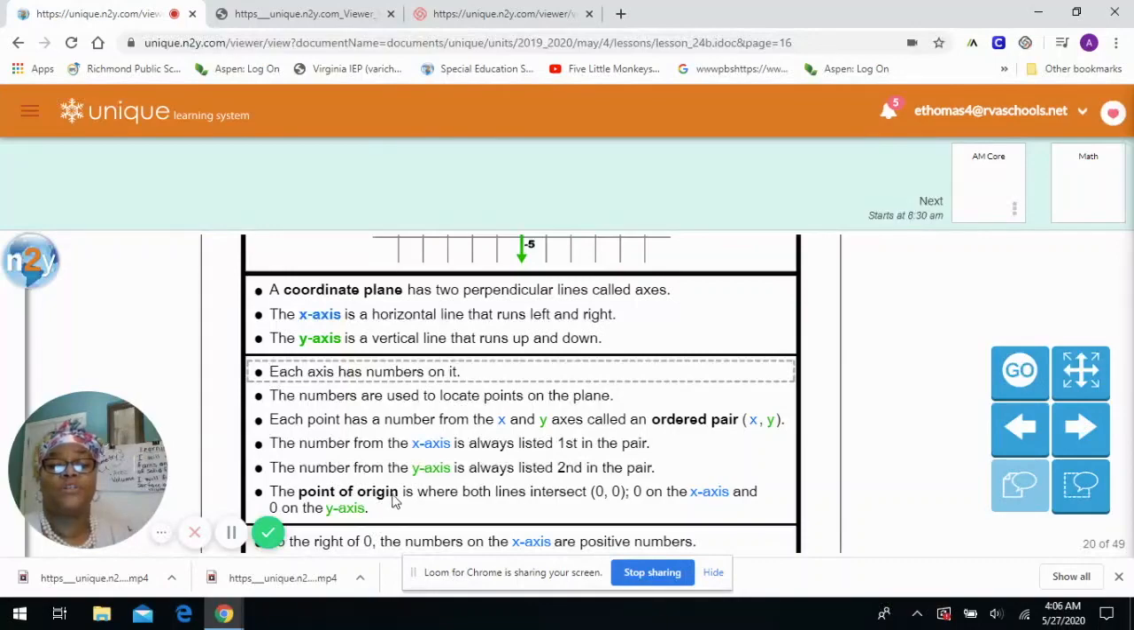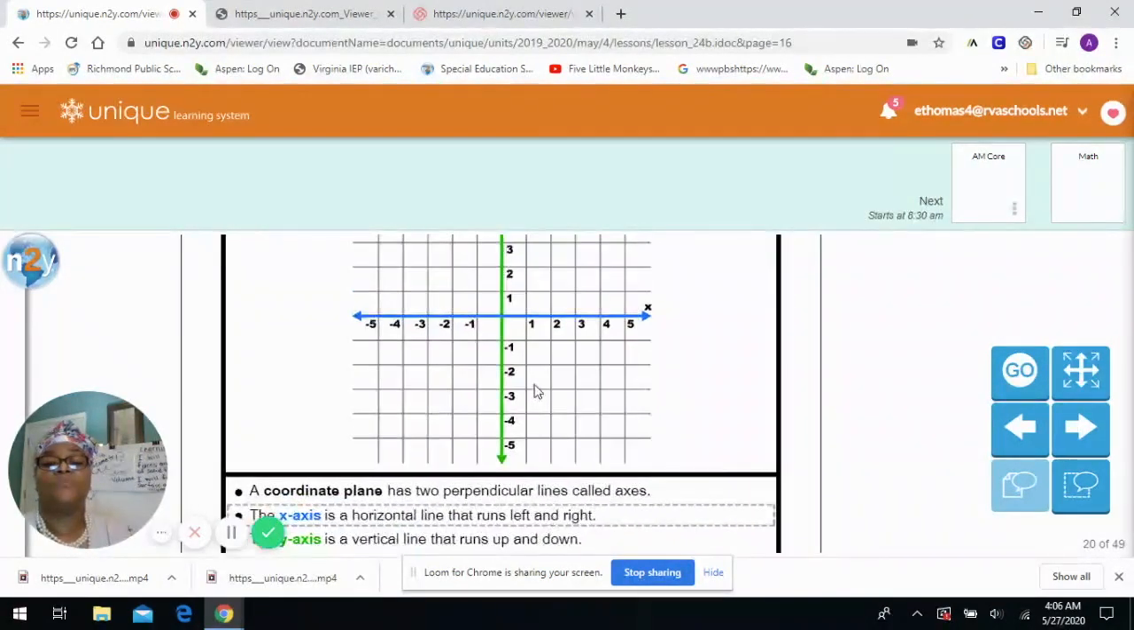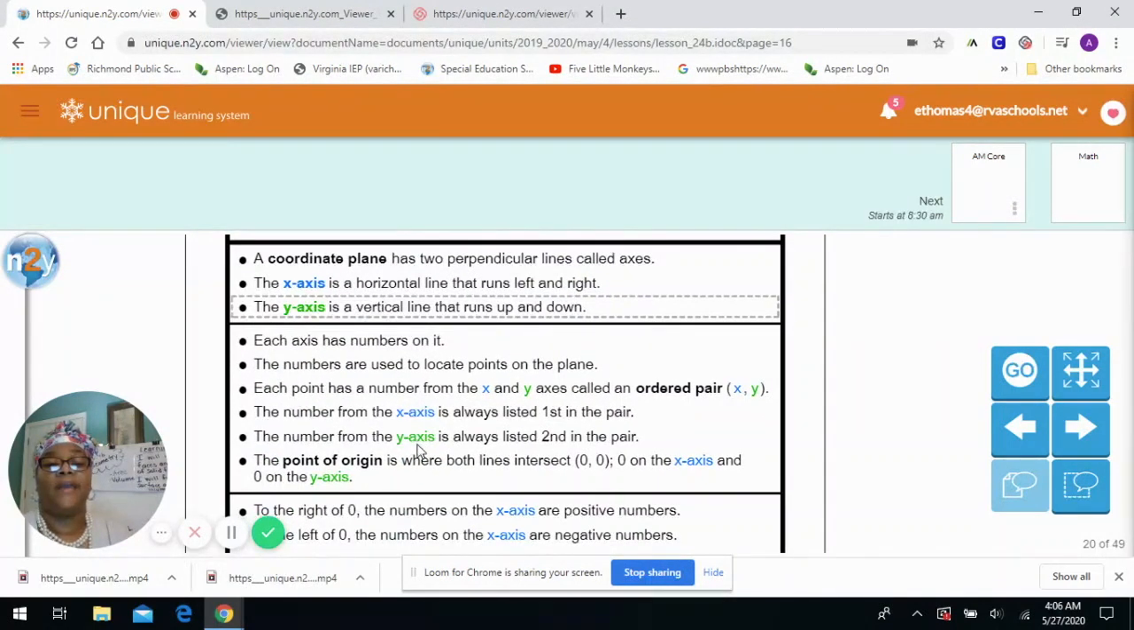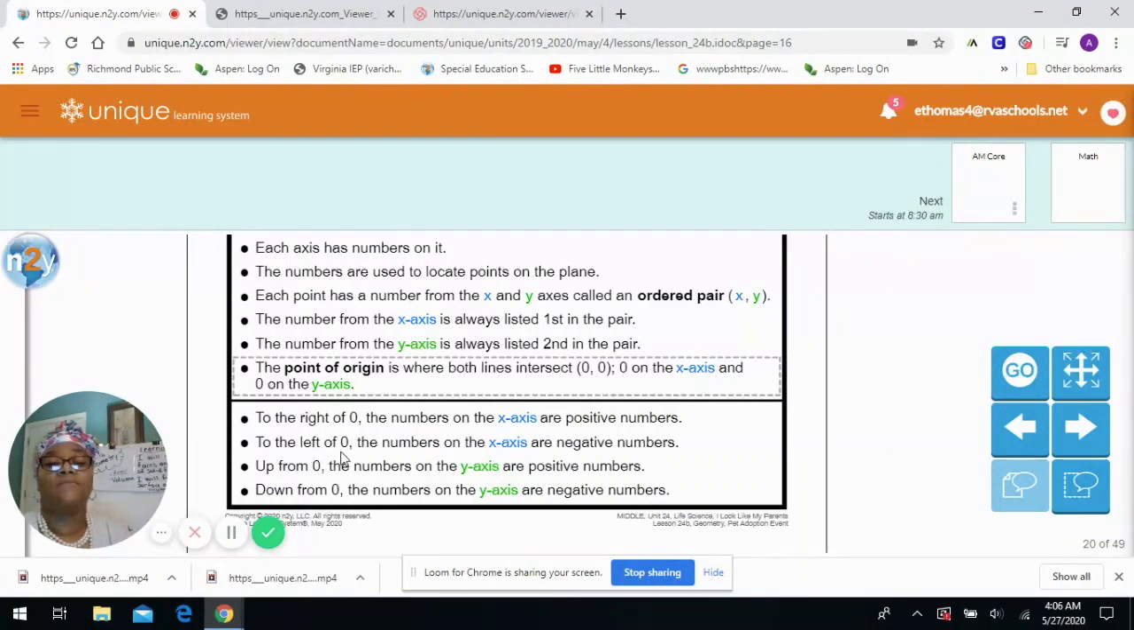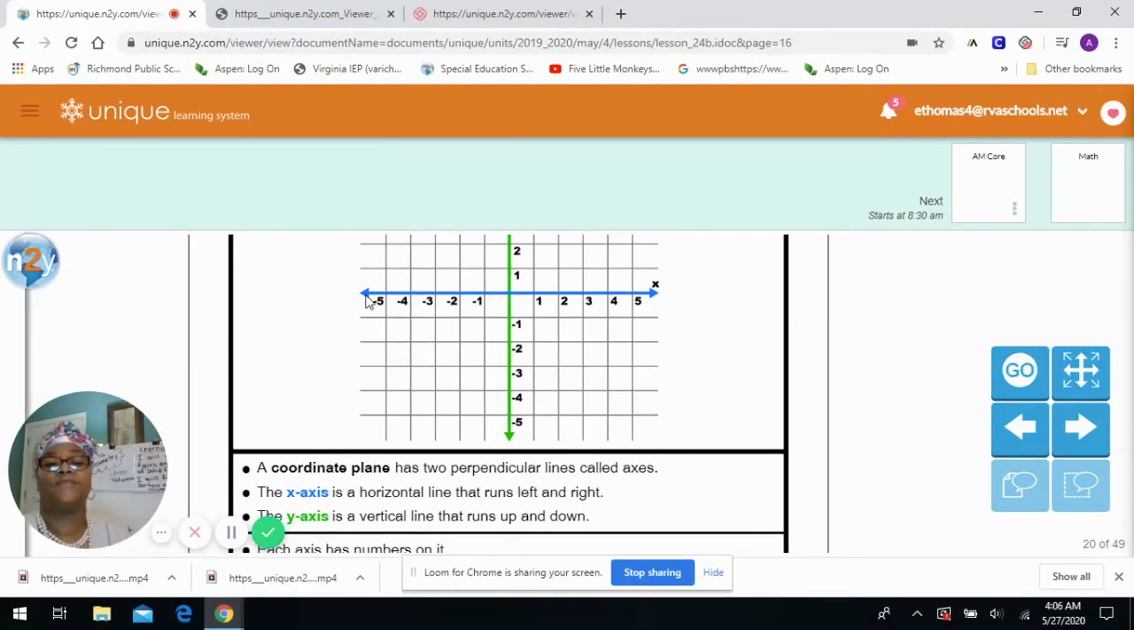The point of origin is where both lines intersect, which is 0 on the x-axis and 0 on the y-axis. So to the right of 0, the numbers on the x-axis are positive. To the right, all of these are positive. Now, to the left of 0, the numbers on the x-axis are negative. So on this side, all of them are negative.